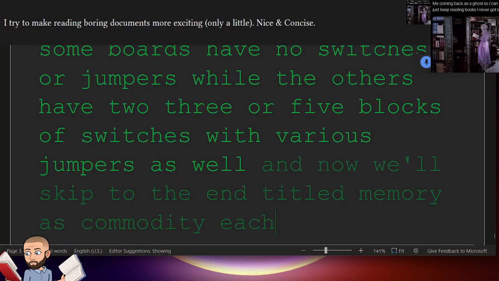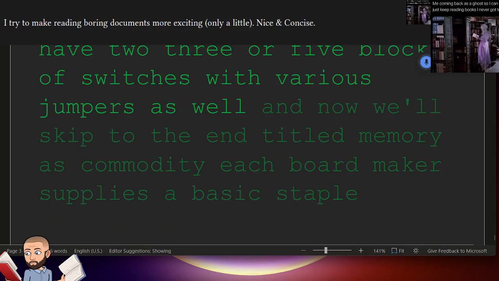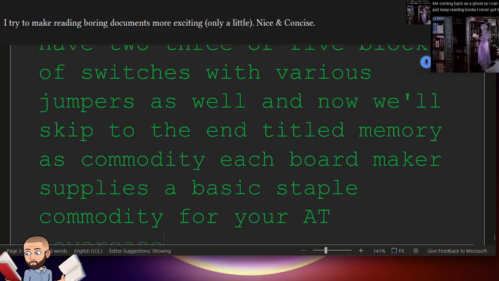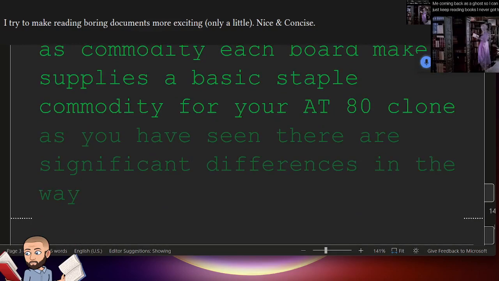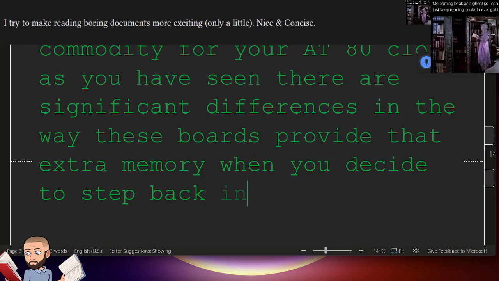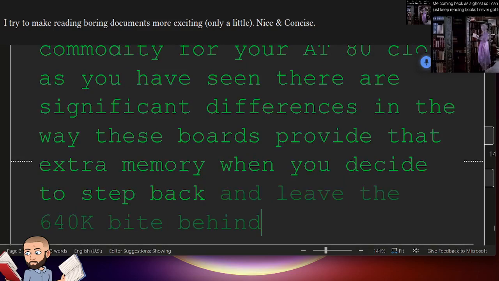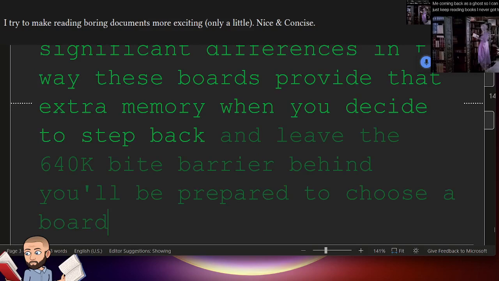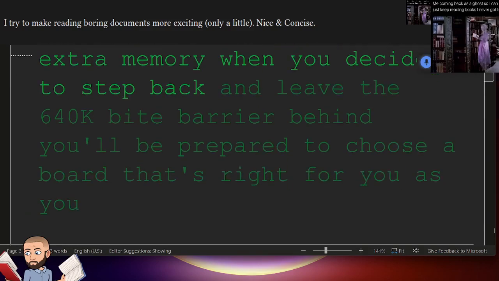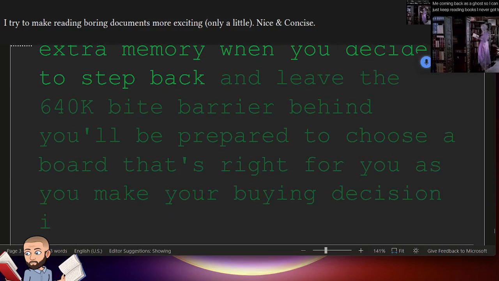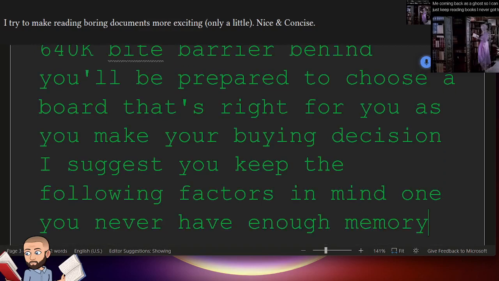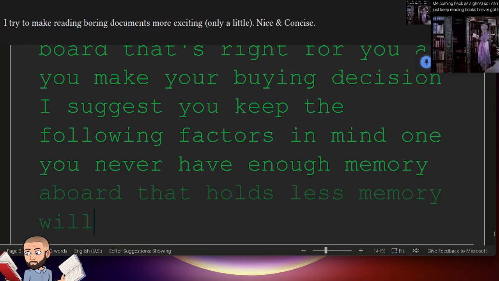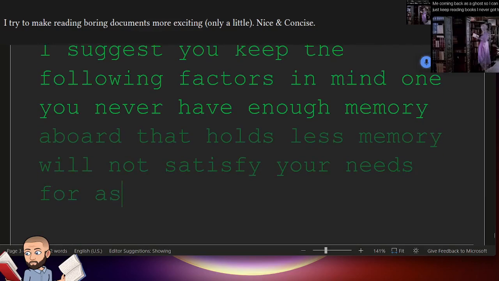Each board maker supplies a basic staple commodity for your AT or AT clone. As you have seen, there are significant differences in the way these boards provide that extra memory. When you decide to step back and leave the 640K byte barrier behind, you'll be prepared to choose a board that's right for you. As you make your buying decision, I suggest you keep the following factors in mind. 1. You never have enough memory. A board that holds less memory will not satisfy your needs for as long as you expect it will.